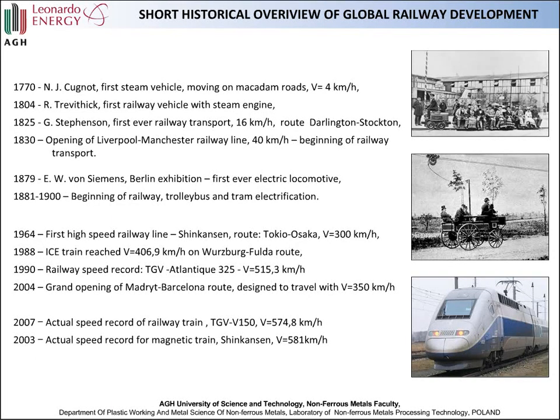Okay, let's start from the short historical overview of global railway development. First, a steam vehicle, which can be treated as a prototype of the locomotive, was developed by a Frenchman, N.J. Cugnot, and was running on macadam roads with a maximum speed of 4 km per hour.